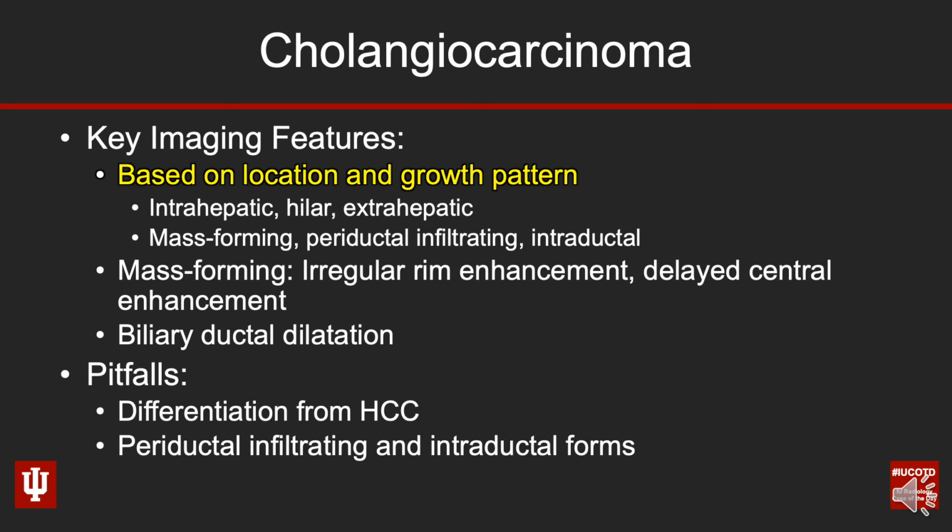A common feature of cholangiocarcinomas is bile duct dilatation, of course. Differentiation from HCC can be tricky, and combinations of the two are known to occur. I'd be especially aware of periductal infiltrating and intraductal forms of cholangiocarcinoma, which would have more thickening and enhancement of the bile ducts, sometimes with a subtle intraductal mass.